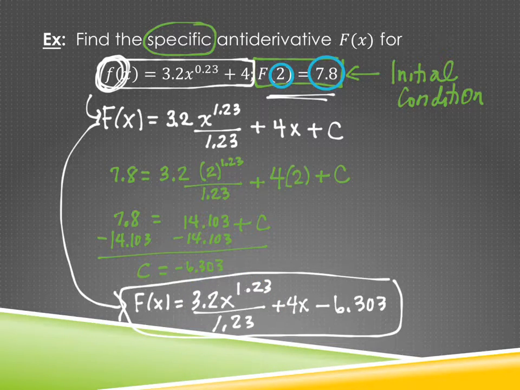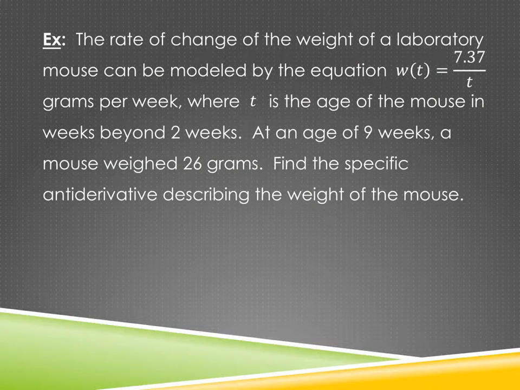Okay, one more problem, and I think it's one we've seen before. Have we seen this problem before? A lab mouse problem. I think you've seen it twice, actually. I think you've seen it in class, and you've seen it on a homework problem asking slightly different questions. So let's revisit it. The rate of change of the weight of a laboratory mouse can be modeled by the equation w of t equals 7.37 over t grams per week, where t is the age of the mouse in weeks beyond 2 weeks.